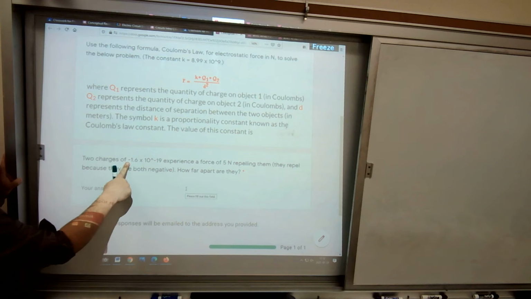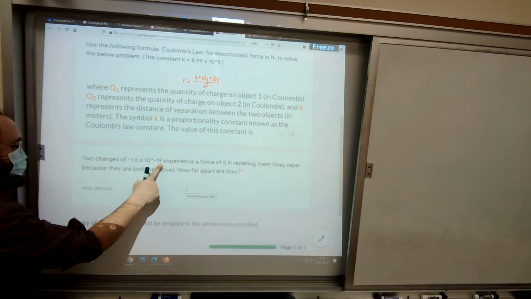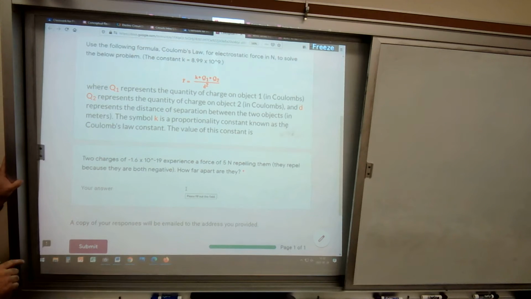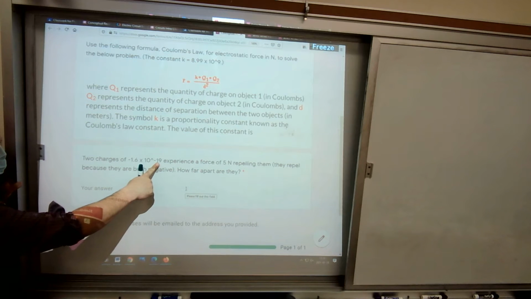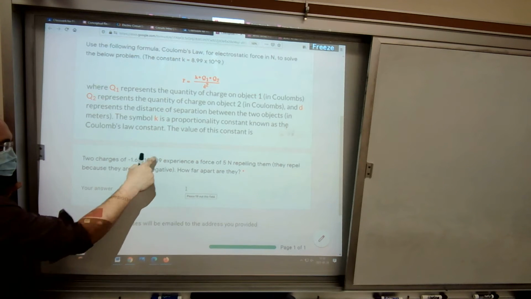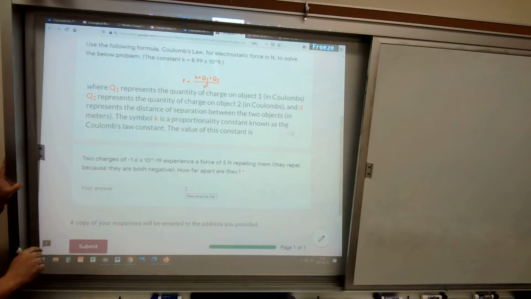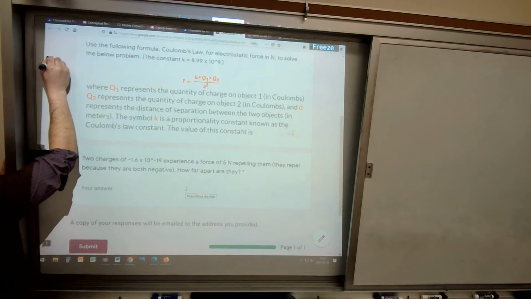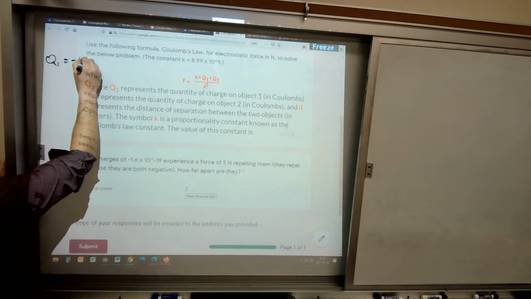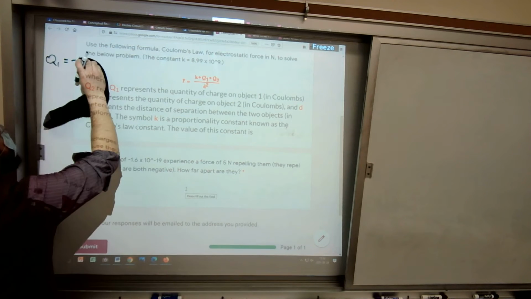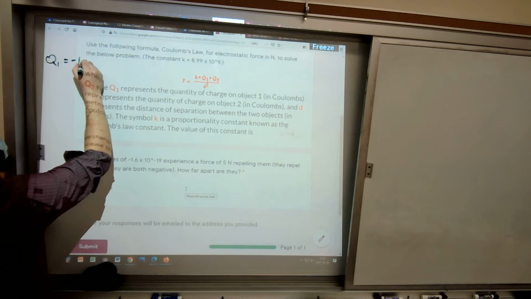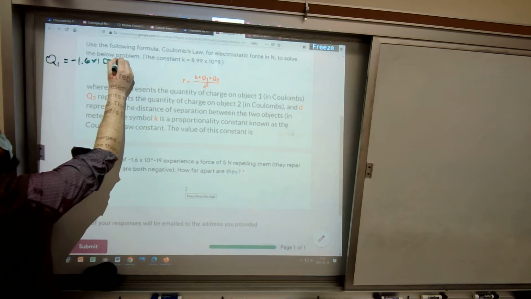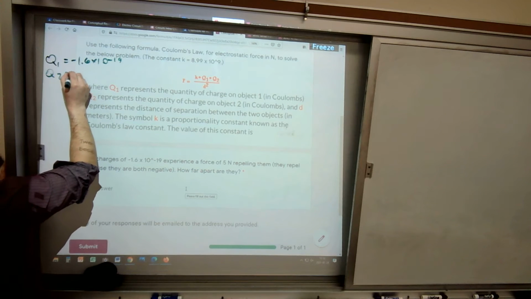It says two charges of 1.6 times 10 to the negative 19, negative 1.6. Now it only says the number once. Oh, I didn't say the unit, coulombs. But it does say two charges, so you have to read it. Be careful. So Q1 would be negative 1.6 times 10 to the negative 19, and so would Q2. There's two charges with that charge.